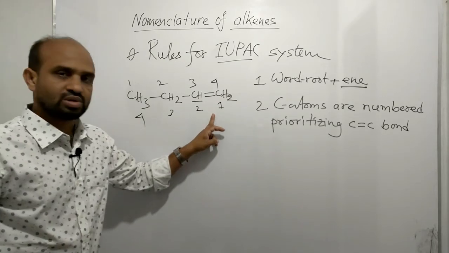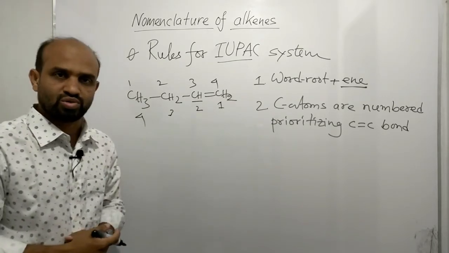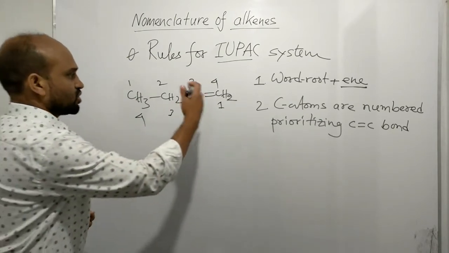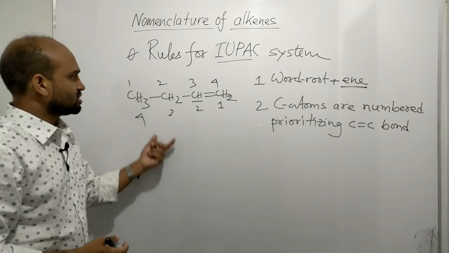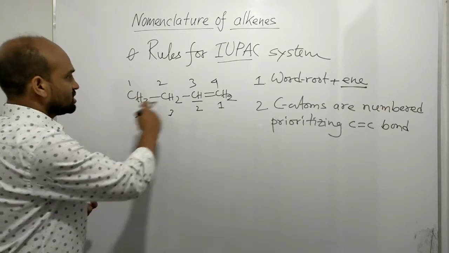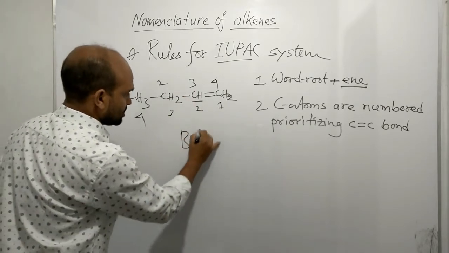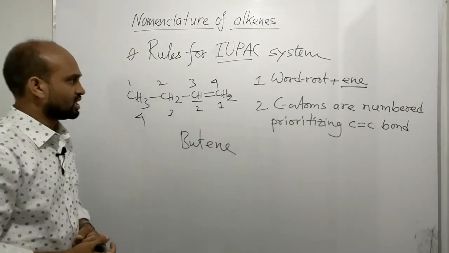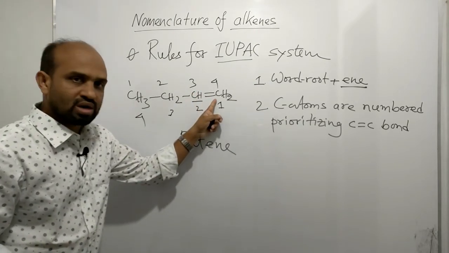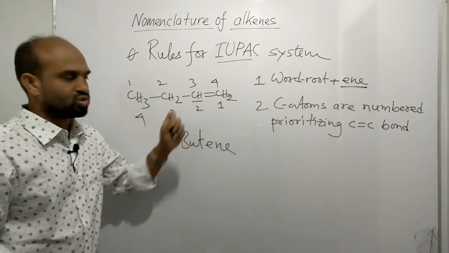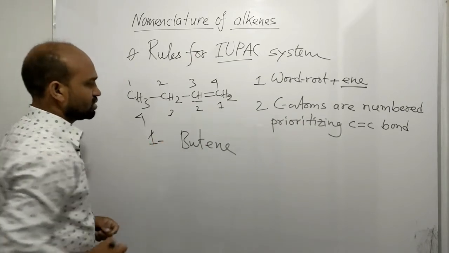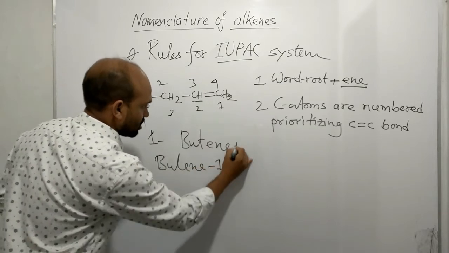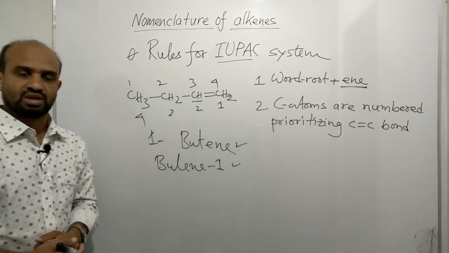Double bond between carbon number 1 and carbon number 2. So numbering of this compound here will be from the right. Now the name of this compound will be, here there are 4 carbon atoms, so we can write but, and suffix here is "ene", butene, and at carbon 1 and 2 double bond. So it will be 1-butene or butene-1. Both the names are correct.